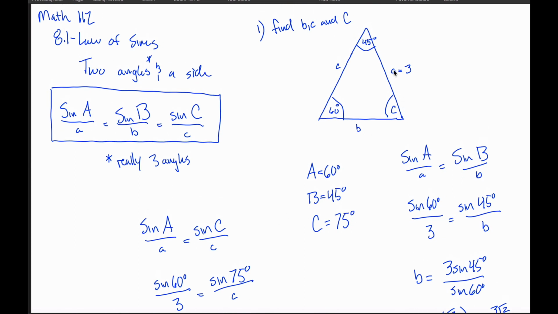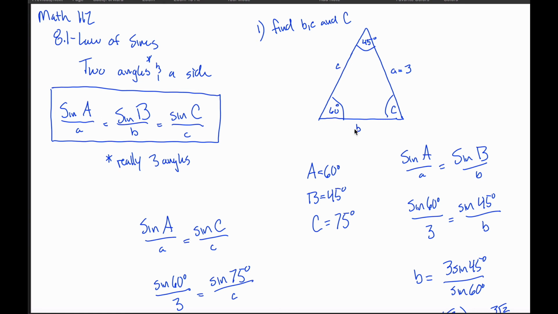This time I told you this is little a, this is little b, this is little c. I named all these things for you. They might not be named for you. That's fine. If they're ever not named for you, just name them yourself. Just be careful about the way you name them. If you call this little c, you have to call this capital C. If you call this little a, you have to call this capital A. Capital letters have to be across from the lowercase version of that same letter.